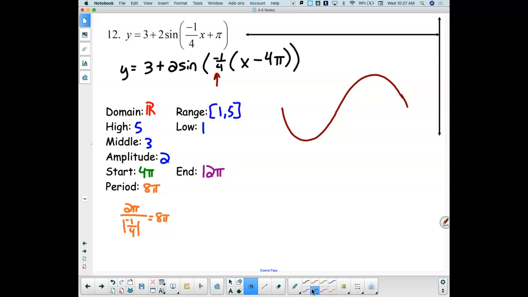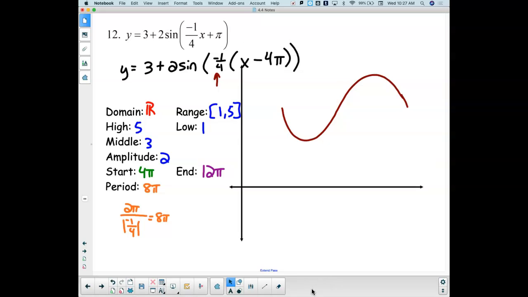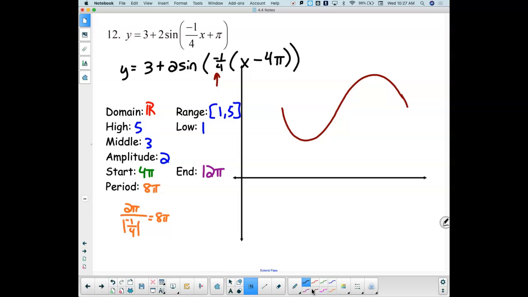Okay? I draw my function first. Just draw the wave, and then fit everything else in. So now when I fit everything else in, my vertical 0 is way over here. My horizontal 0 is down here. Vertically, I'm down here to 1. I'm up here to 5, which puts my middle at 3.